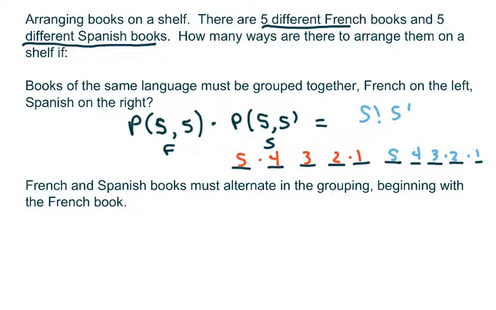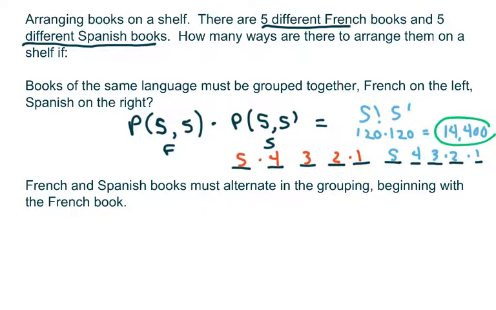And that equals 120 times 120, which equals 14,400. Now, if they had said you can have French on the left and Spanish on the right, or you could have had Spanish on the left and French on the right, you would have just taken this number and multiplied it by 2. Okay?